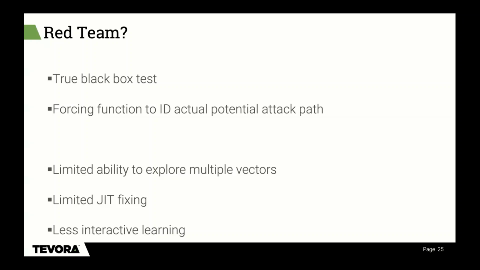And the advantage is that it's a forcing function to identify actual potential attack paths. When you're collaborating, you may try different things, or you'll have the advantage of being able to tweak and iterate on the red team side. It's still pretty good and usually realistic, but if you're doing a full black box test, by definition the attack path that results is something realistic to an actual attacker, just because it's forced to be by the rails the test is on. But you do have some limited ability to explore multiple vectors, right?